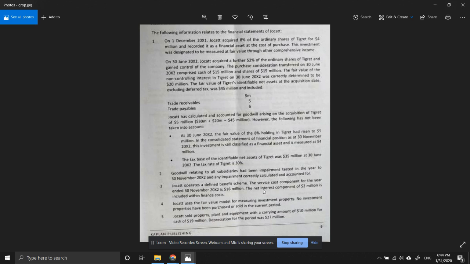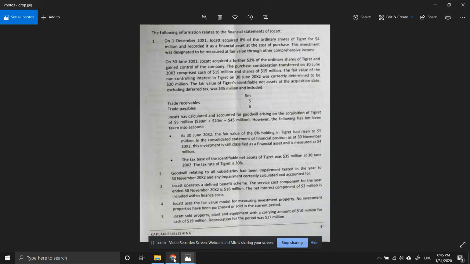Operates a defined benefit scheme. The service cost component for the year ended is 6. The net component is 2 million, included within finance cost. It's already included within that. This is the fair value model for measuring investment property. No investment properties have been purchased or sold in the current period. Jocatt sold PPE with a carrying amount of 10 million for cash of 19. Depreciation for the period was this much.